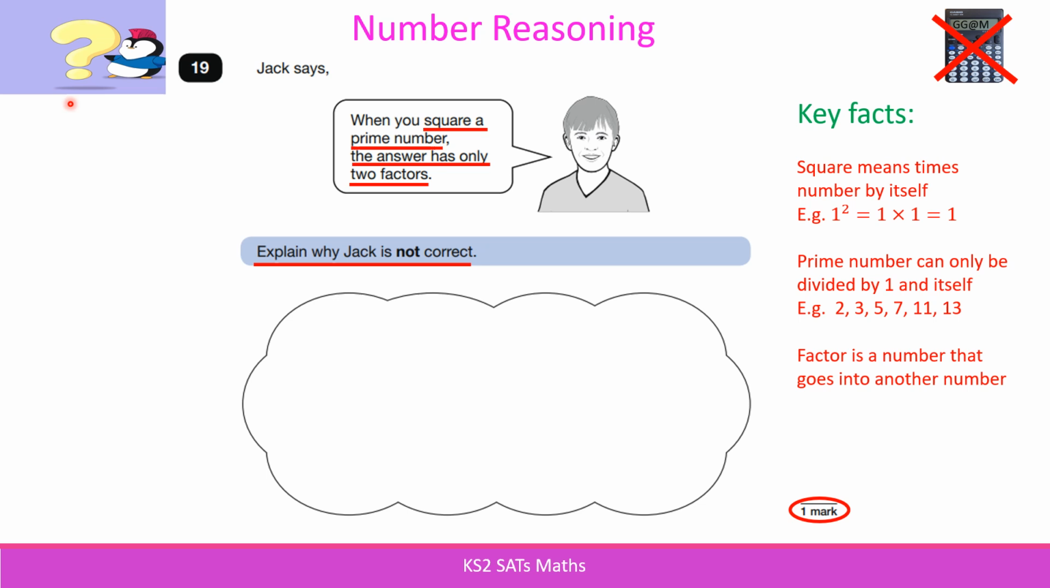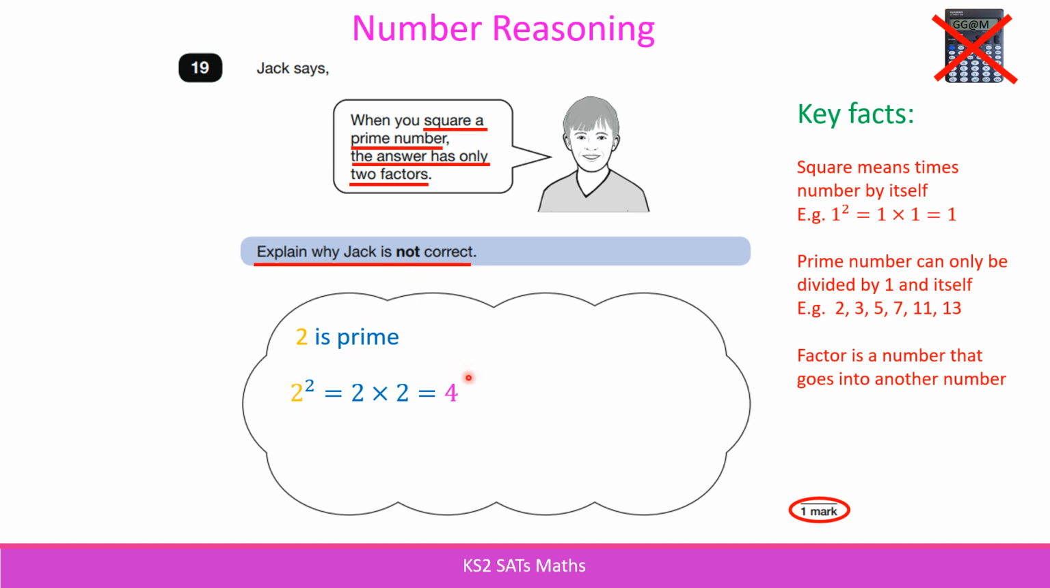Great work, guys. Hopefully you've managed to come up with an answer. So to start with, we're going to think of a prime number. It could be any prime number from this list here. Then you're going to square that prime number. I'm going to start with the smallest prime number, 2. I'm now going to square 2. So 2 times 2 is 4. So 4 is my answer, and we've got to show it only has 2 factors, or Jack says it will only have 2 factors. And we've got to say why it's not correct.